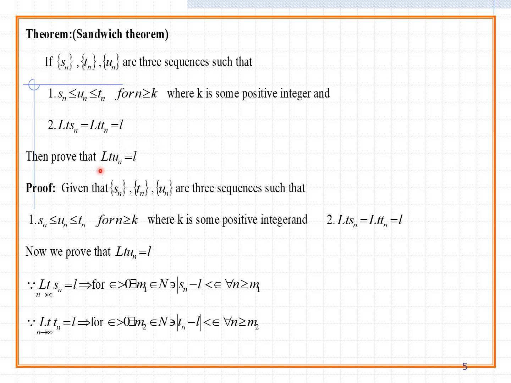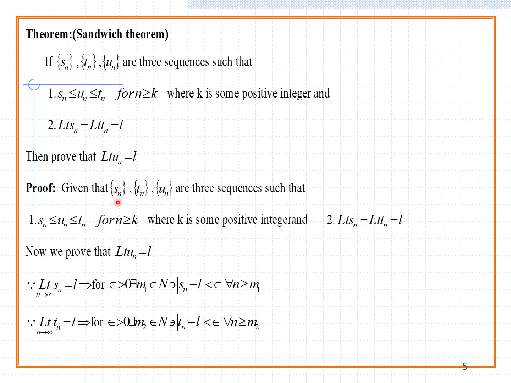So then prove that limit Un equals L. Since the limit of Sn is L and the limit of Tn is L, automatically Un also tends to L. Why? Because of the sandwich theorem, Sn is less than or equal to Un, which is less than or equal to Tn. So let us see the proof.